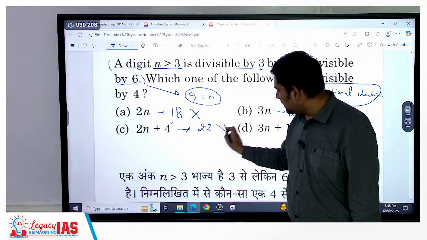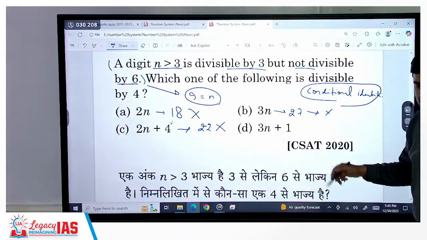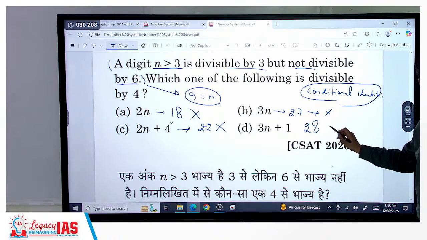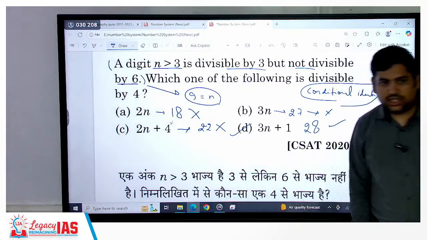Is 22 divisible? No. Then last is 3n plus 1. So this becomes 27 plus 1, 28. Is 28 divisible? Yes. Answer becomes D.